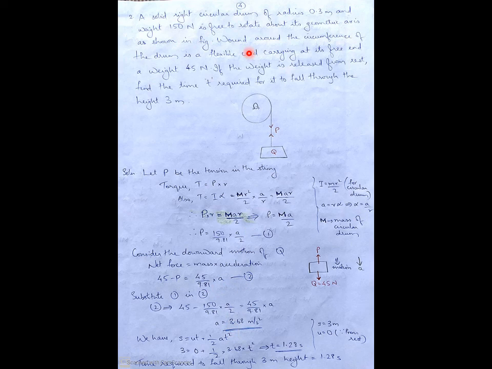Now what is asked in the question? If the weight is released from rest, which means initial velocity is 0, find the time t required for it to fall through the height 3 meter. So initial velocity is 0, the distance is given as 3 meter, acceleration we got it as 3.68. We want to find the time. So relation connecting all this is S is equal to ut plus half at square. So substituting, you will be getting t equal to 1.28 seconds.